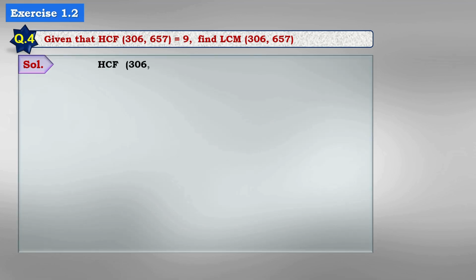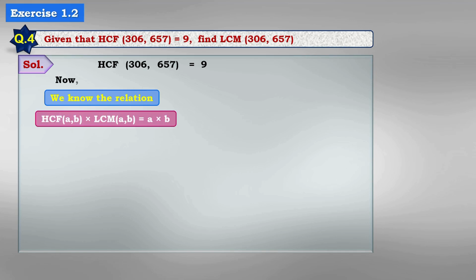Now next question is, given that HCF of 306 and 657 equal to 9, find LCM of 306 and 657. Now here we have to apply the relationship that HCF and LCM is equal to the product of the two numbers. So now HCF we know is 9, and LCM we need to find out.